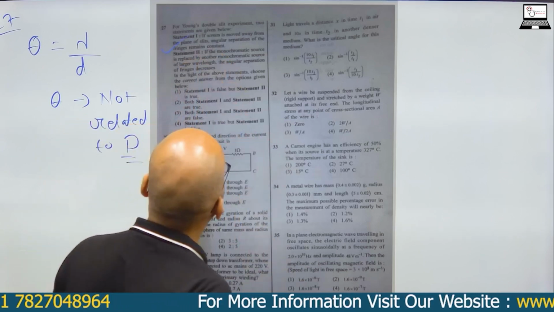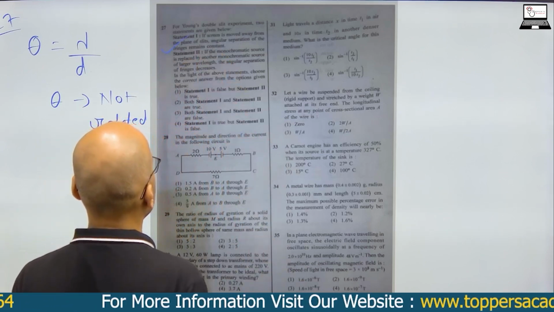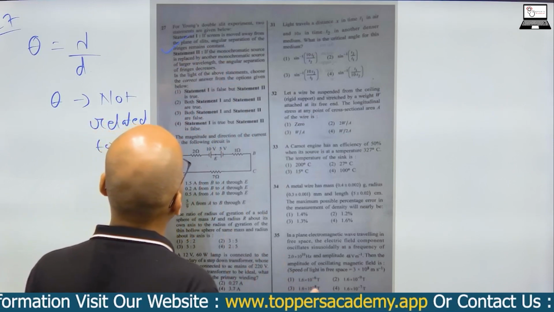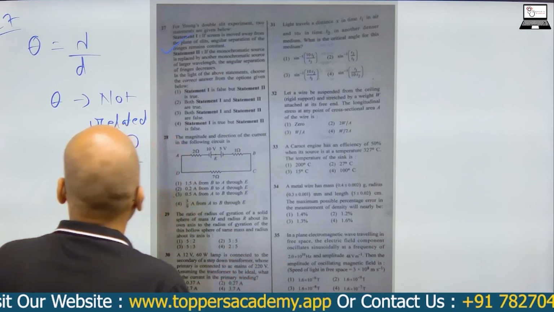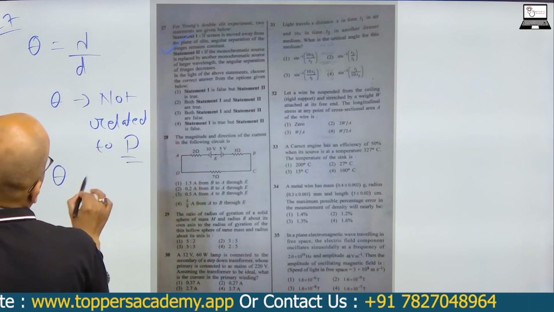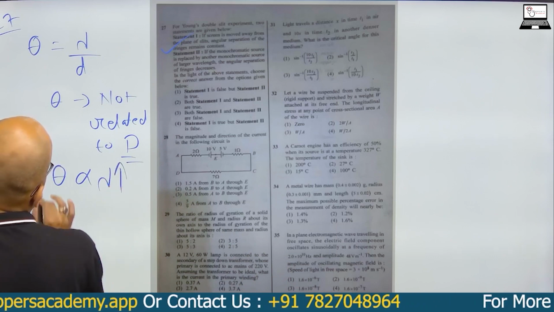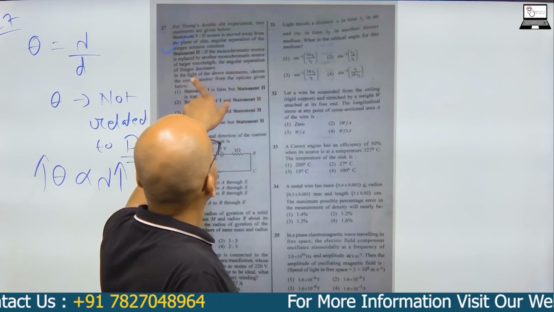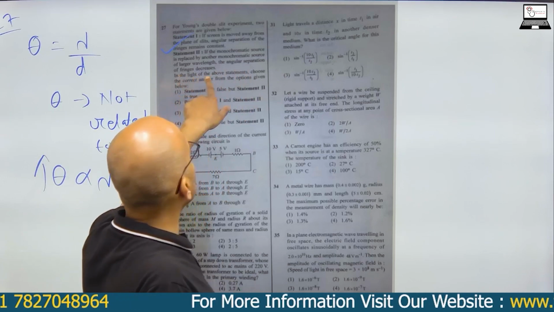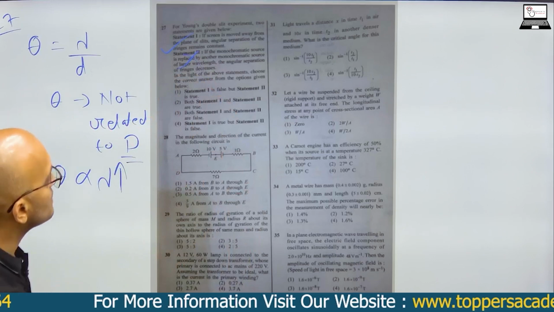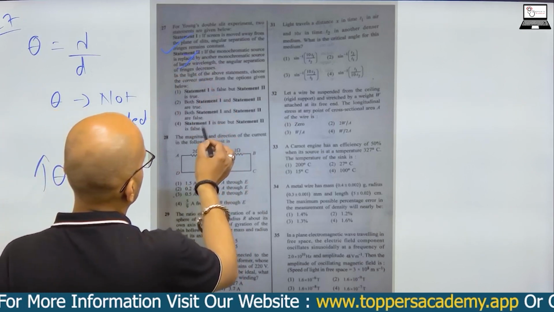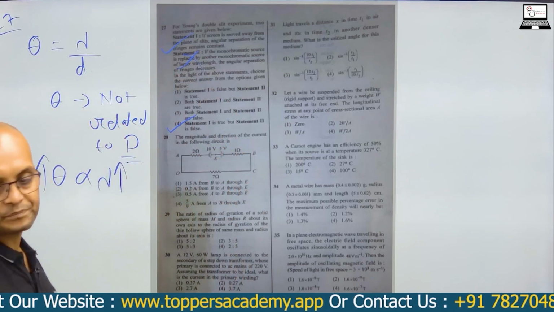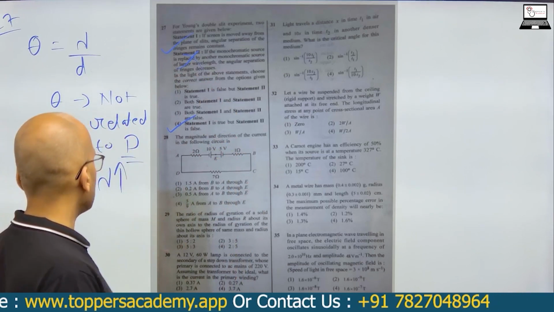So it is correct. Next is, if the monochromatic source is replaced by another monochromatic source of larger wavelength. Larger wavelength means lambda is increased and theta is directly proportional to lambda. If this increases, theta also increases. The angular fringe width decreases. No, it is wrong. It will increase. So which option? Statement 1 is true. Statement 2 is false. Option D is correct. Okay. Next question.